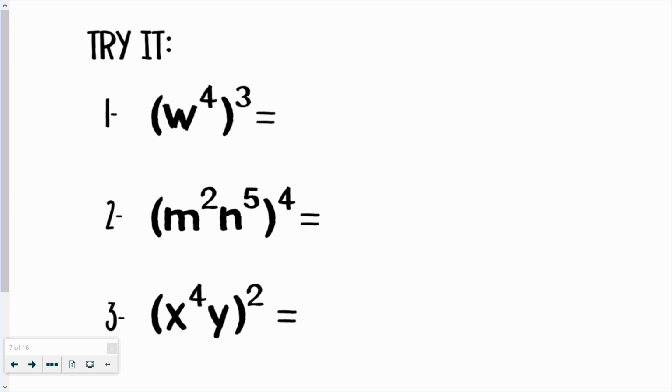Okay. So for this first one, I have 4 times 3, because it's w to the 4 times 3 power, which is w to the 12th. m to the 2nd, n to the 5th, both to the 4th power. So when I do it, I multiply them both times 4. So I'm going to get 2 times 4 is 8. So now I have m to the 8th power. And 5 times 4 is 20. So I have n to the 20th power, because I don't want to write that out.